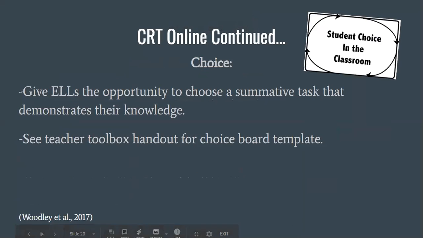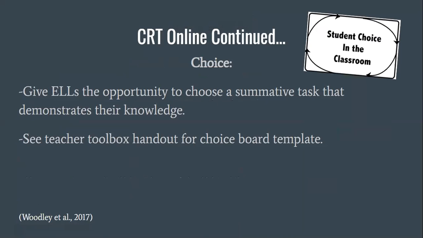Okay, next. When students have to demonstrate some content knowledge or maybe a language skill, give them an opportunity to choose a summative task that demonstrates their knowledge. So this is called a choice activity. Options could be maybe a video presentation, a slideshow presentation.